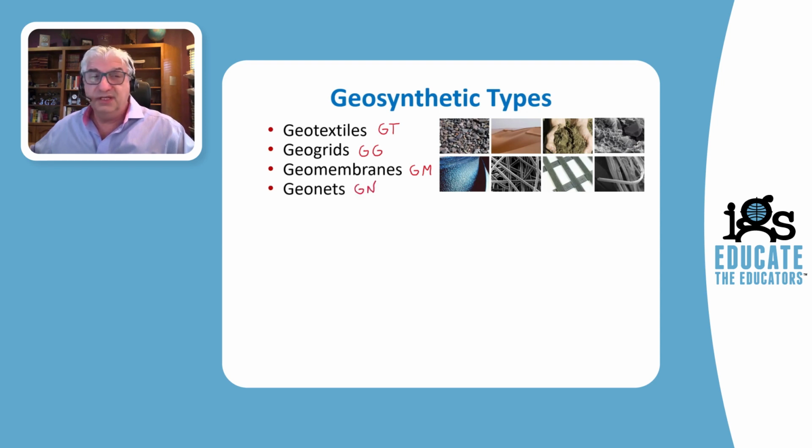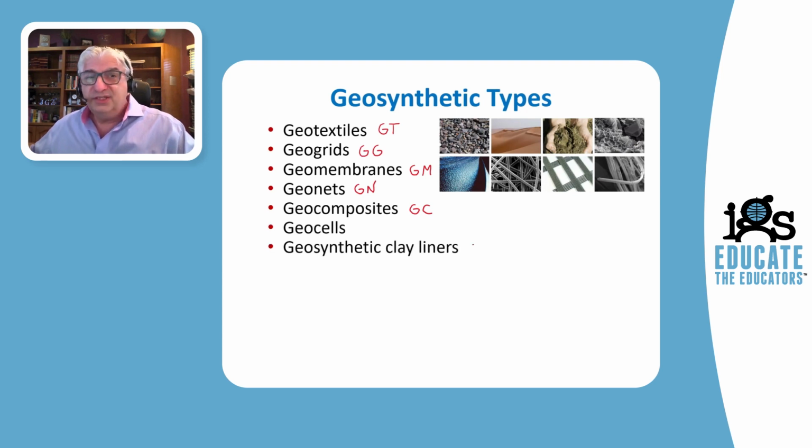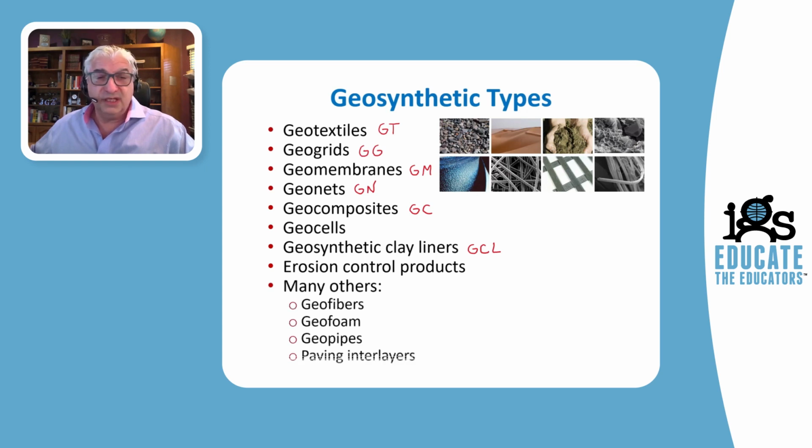Geonets, or GNs. Geocomposites, or GCs. Geocells. Geosynthetic clay liners, or GCLs. Erosion control products, a type of product that is fast growing in the geosynthetic industry, and many others. I'm listing only some of them. Others are geofibers, geofoam, geopipes, geosynthetics that are used as paving interlayers.